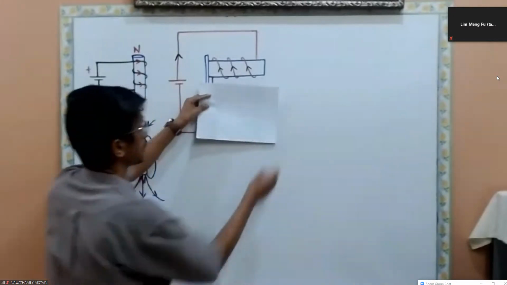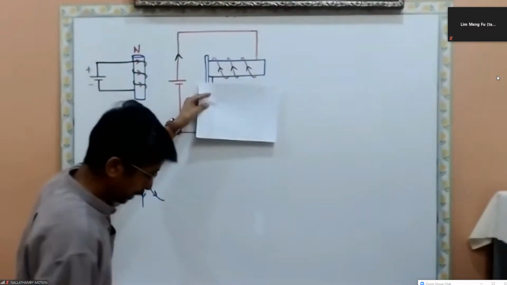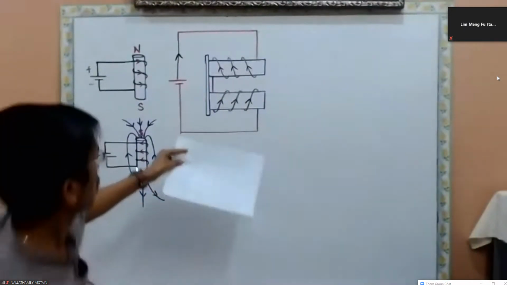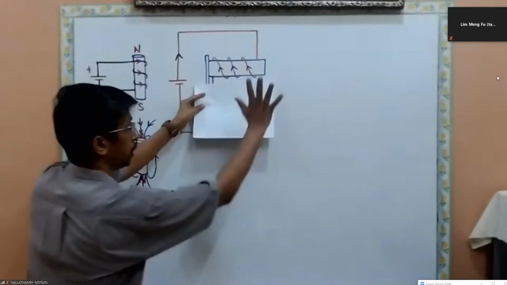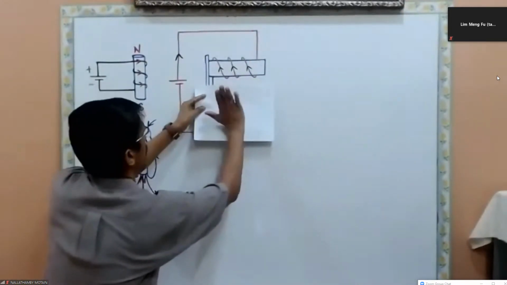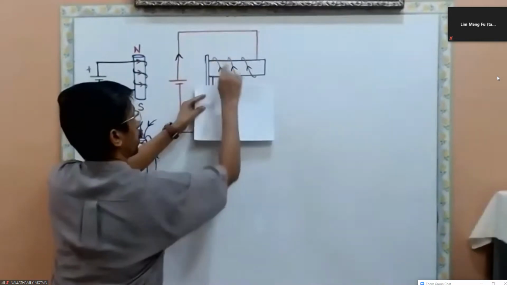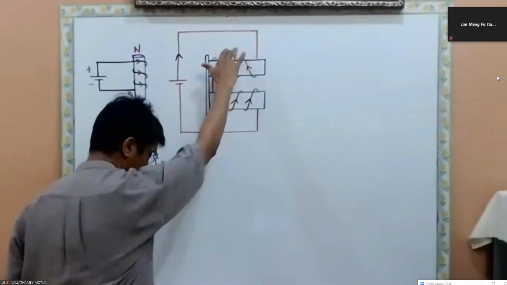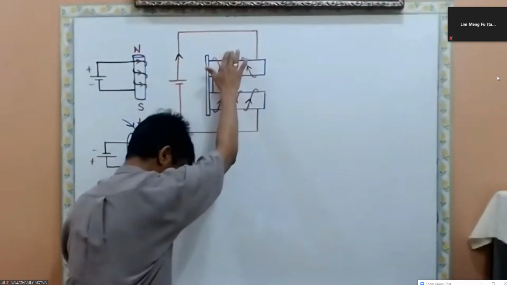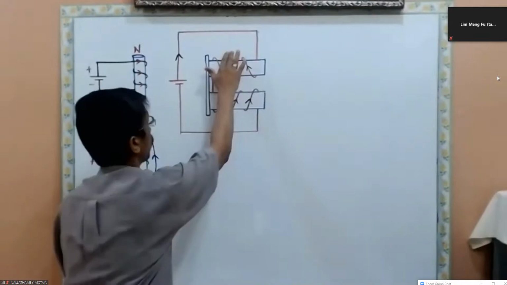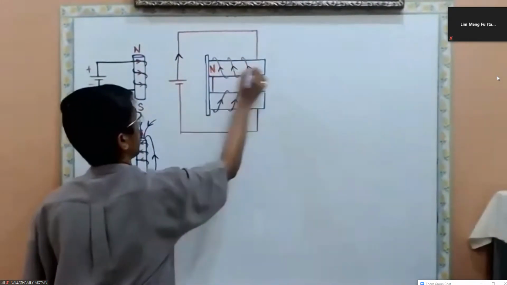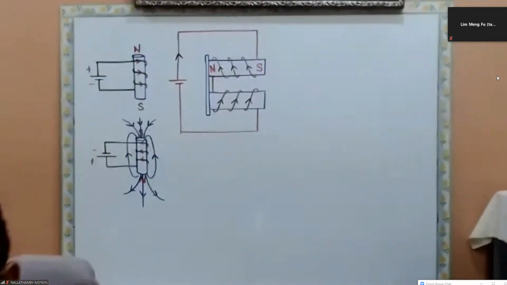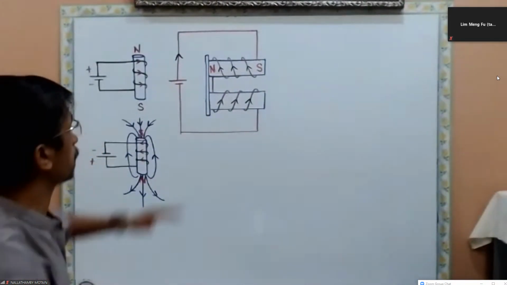Look at the first soft iron core. What happened? You use the right hand, current over here flowing upward. Then follow the arrow, upward. So your thumb points to the left. That means here will be north, over here will be south. So we label. One end becomes north pole and the other end becomes south pole.